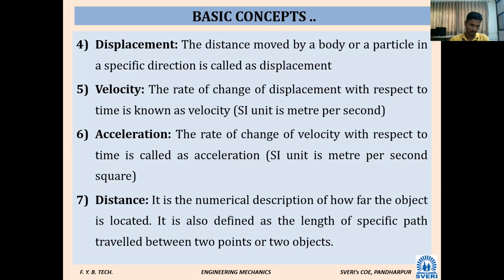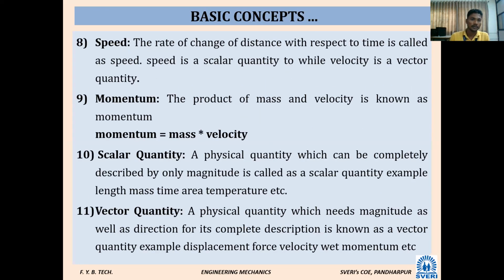Distance is a numerical description of how far the object is located. It is as simple as this. It is also defined as the length of a specific path traveled between two points that we have seen. Distance is scalar or vector? Scalar quantity. Next one is speed. Is it scalar or vector? Scalar. The rate of change of distance with respect to time is called speed. Speed is scalar while velocity is vector, as you know.